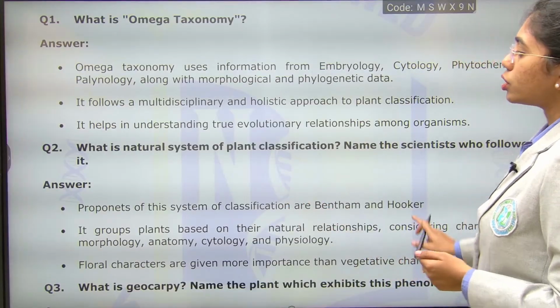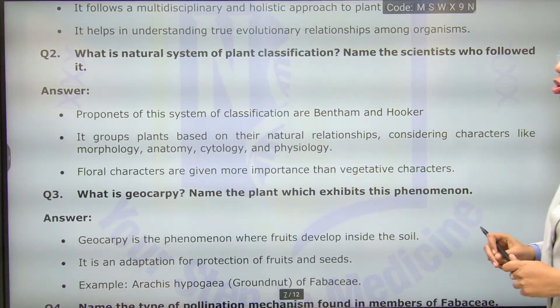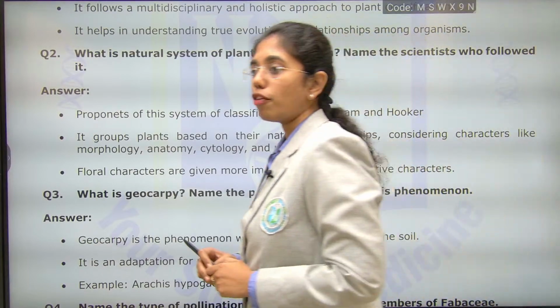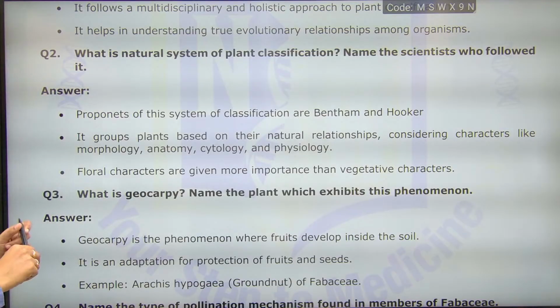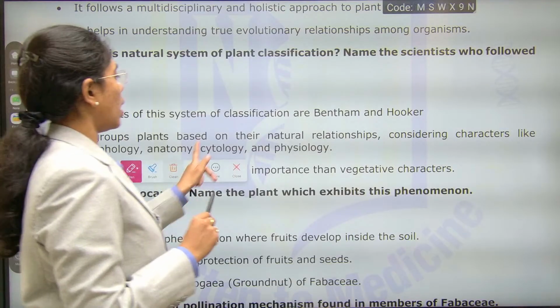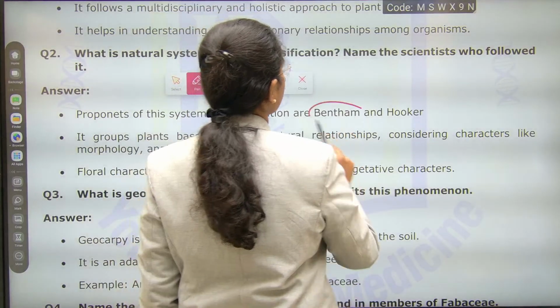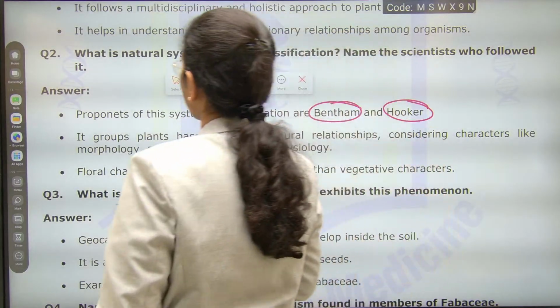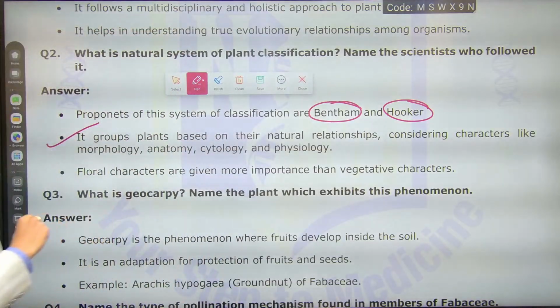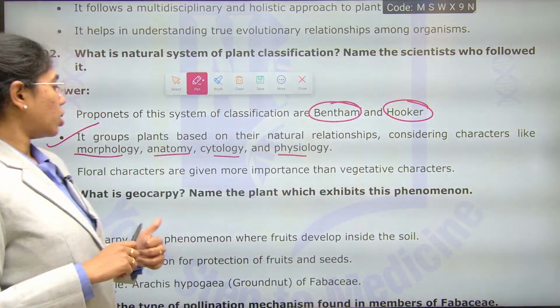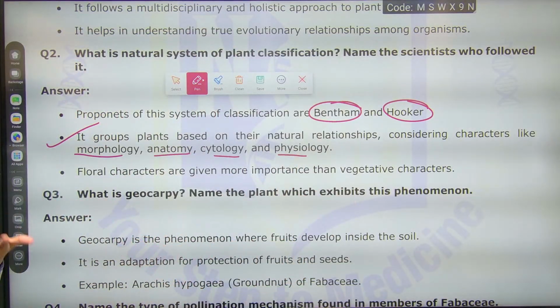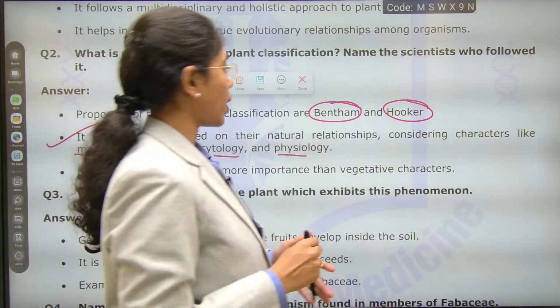What is the natural system of plant classification? Name the scientists who followed the natural system of plant classification. Who are the proponents? Bentham and Hooker. These are the proponents of the natural system of classification. It classifies plants based on their natural relationships, considering characters like morphology, anatomy, cytology and physiology. Floral characters are given more importance here than the vegetative characters.